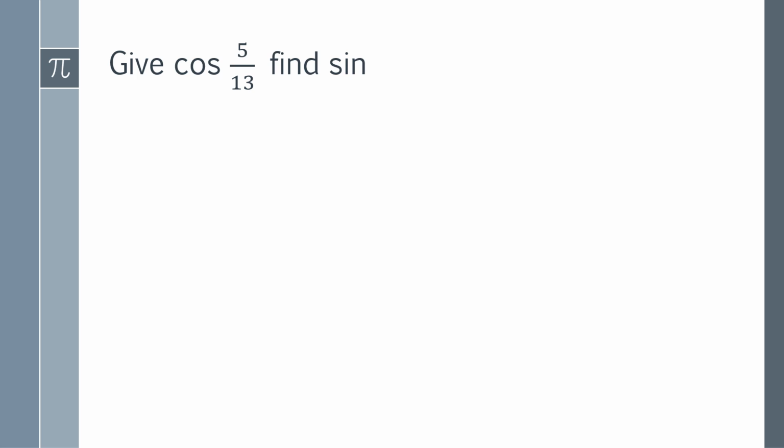Gotta find sine given that cosine is 5 over 13. How will we solve a problem like this? Y'all know your trig ratios. So cosine is adjacent over the hypotenuse, and we gotta find out what sine is. Sine is opposite over the hypotenuse.